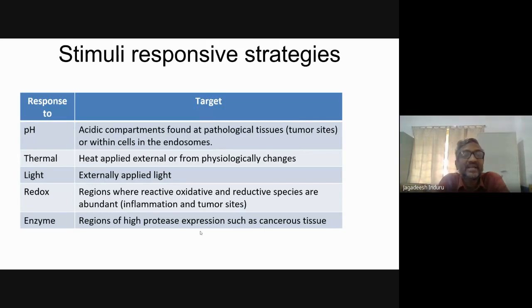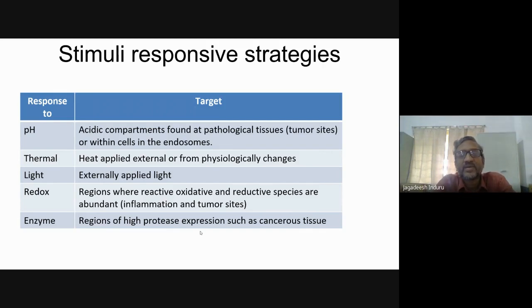Most of the time, stimuli responsive systems, either physical or chemical stimuli, are used for targeting, in addition to your regular ligand based or receptor based targeting. So in the concept of drug targeting, any one of these 5 can be chosen, depending upon what disease we are attacking. The first one is pH.